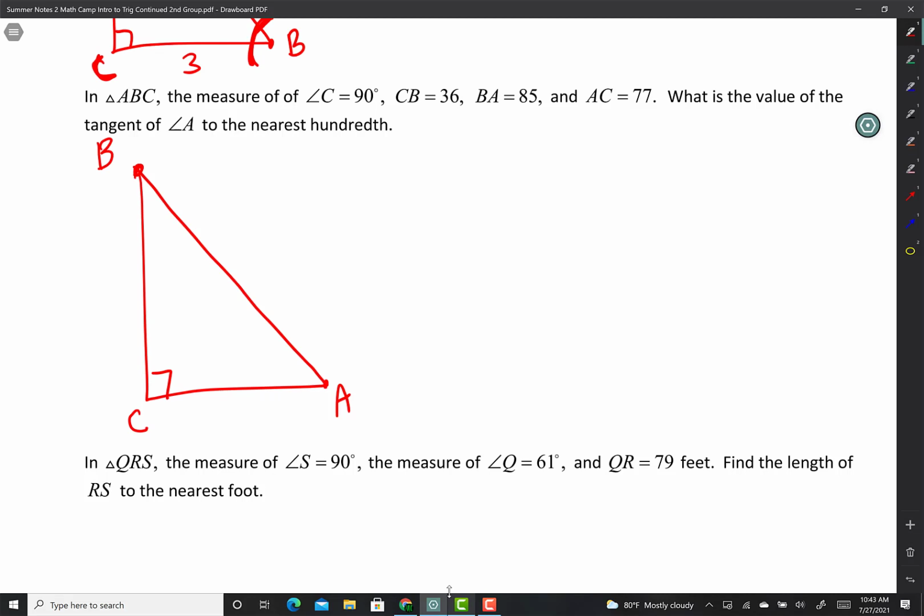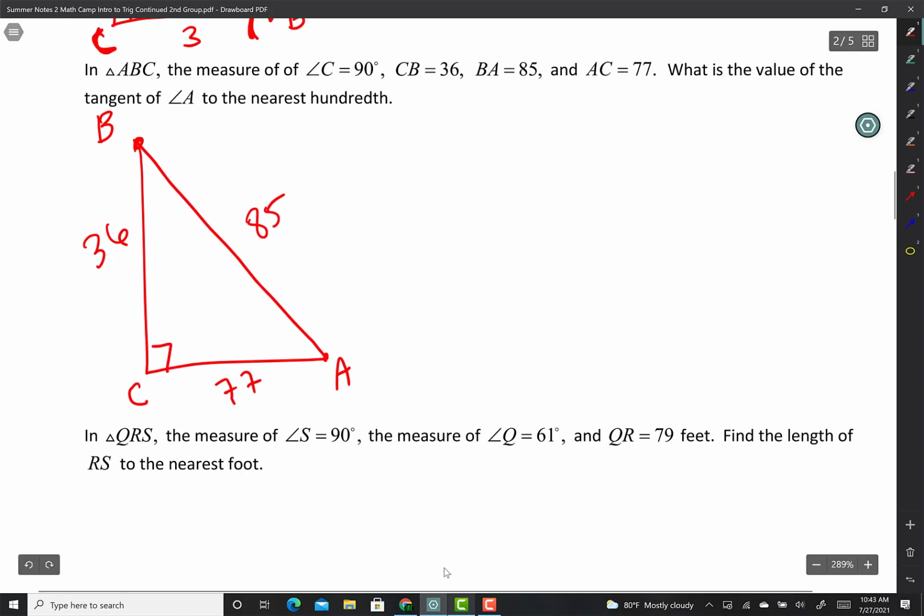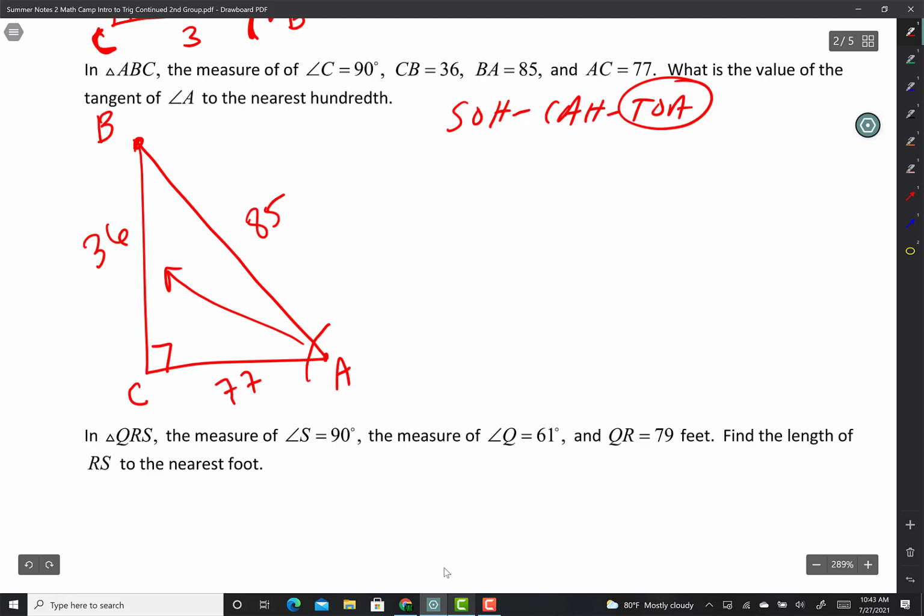CB is 36. So CB, 36. BA is 85. BA, 85. AC is 77. The hypotenuse is always the longest side. And it says, what is the value of tangent of angle A? So I look at angle A. Here's angle A. And if you want, you can write SOHCAHTOA. So tangent is opposite over adjacent. So I'm going to write tan of angle A is equal to 36 over 77.